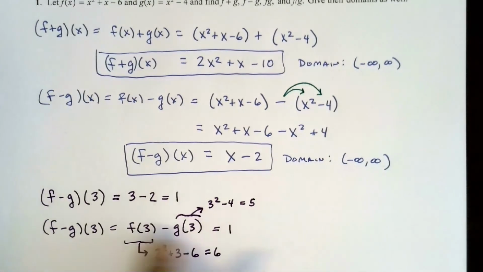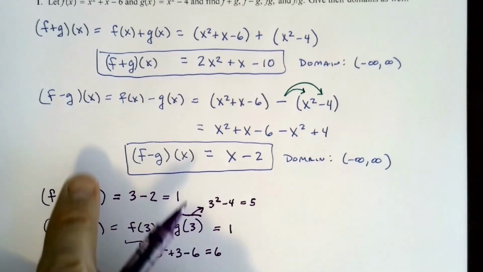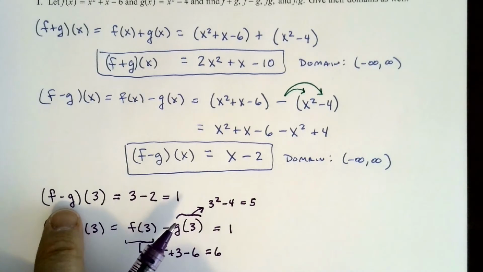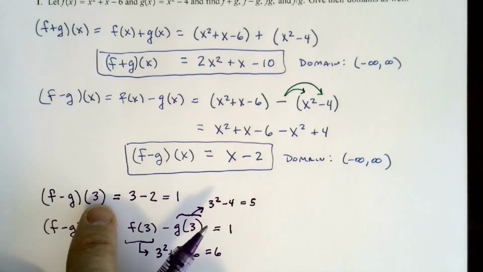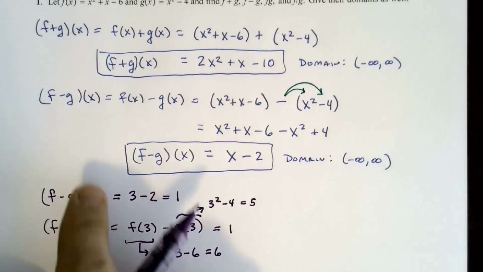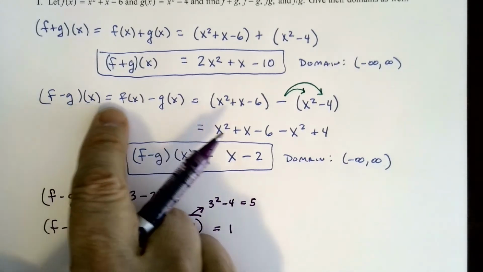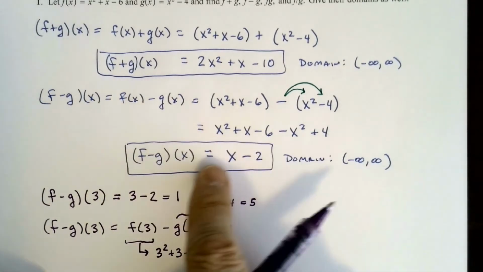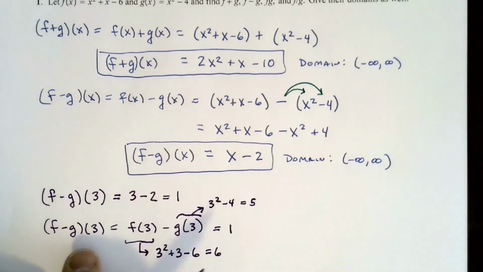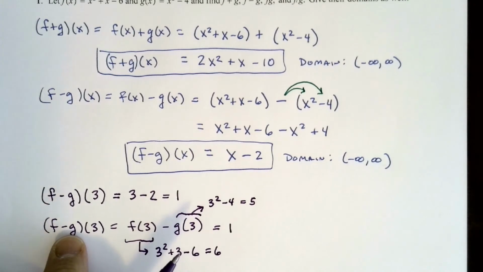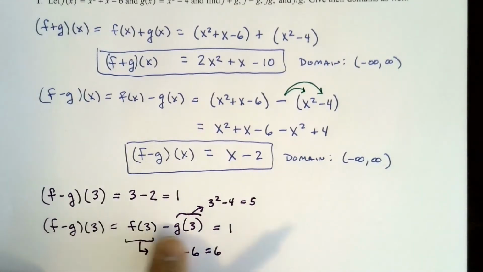We say, well, that's dumb. Why did I go through all this trouble? Well, the point is, if you want to evaluate any combination, f minus g, f plus g, f times g, whatever, at a particular value of x, you could certainly find the formula like we've gone through here and then do that, or you could circumvent getting the formula if this is all you need, f minus g of 3, just by finding whatever f of 3 is, whatever g of 3 is, and taking the difference.